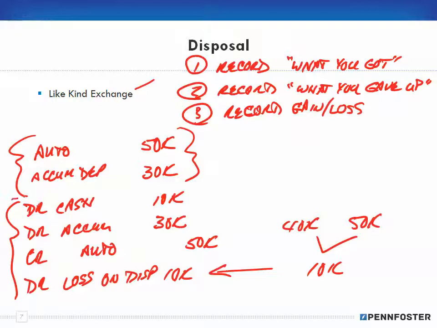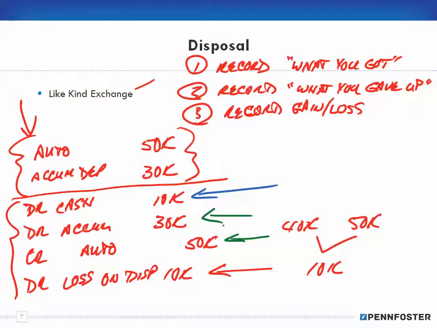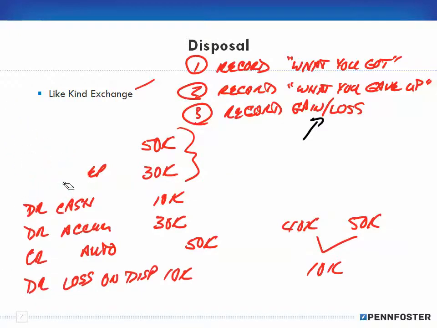So here's what we have on our books. We're going to record what we got, which was $10,000 in cash. Then we record what we gave up, which is the automobile and the accumulated depreciation. And then you back into your gain or loss. If you follow those three steps, for the most part it should be relatively easy to figure this out.